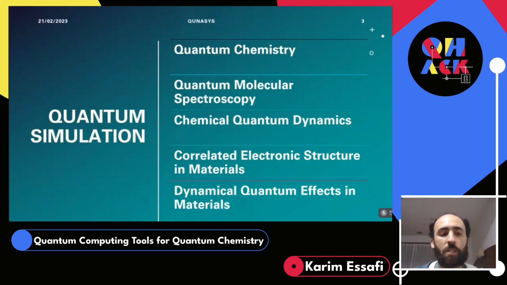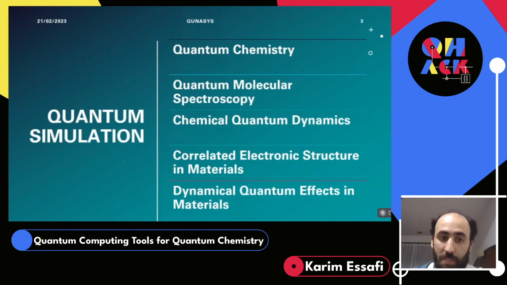In working on quantum simulations, there are different types of problems one can study, such as quantum chemistry, quantum molecular spectroscopy, or chemical quantum dynamics, correlated electronic structure, which is more condensed matter physics in materials, and also dynamical quantum effects in materials. And we focus mainly on quantum chemistry.